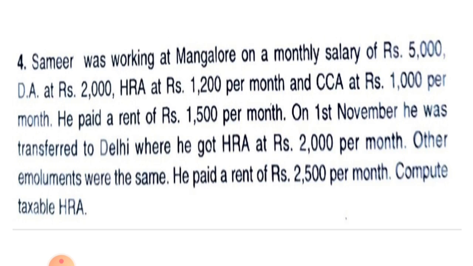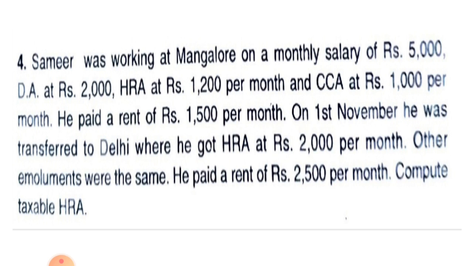Go through this problem. Samir was working at Mangalore on a monthly salary of 5,000, DA at 2,000, HRA at rupees 1,200 per month and CCA at rupees 1,000 per month. He paid a rent of rupees 1,500 per month. On 1st November, he was transferred to Delhi where he got HRA of rupees 2,000 per month. Other emoluments were the same. He paid rupees 2,500 rent per month in Delhi.